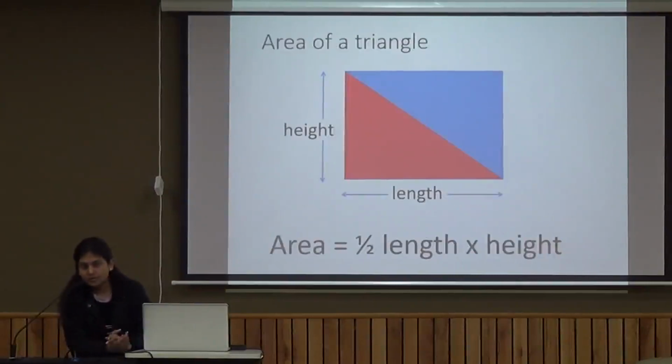Similarly, we can calculate the area of a triangle as well. Area of a triangle is equal to half into length into height. Here length can also be stated as base and height can also be stated as altitude or the perpendicular distance.